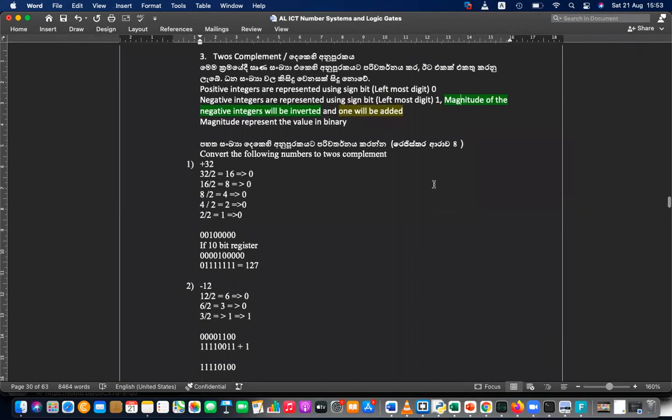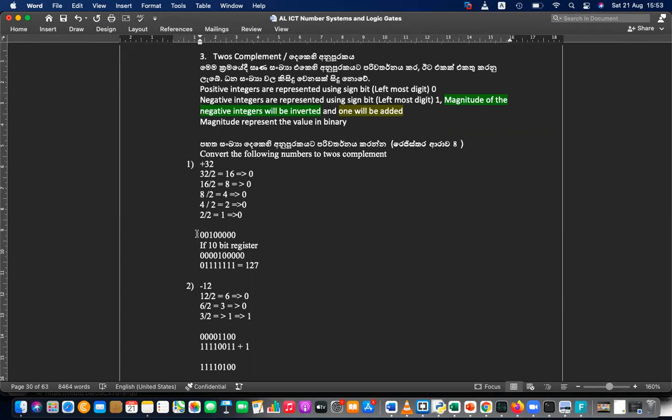So please write down the heading 2's complement, and also write down the way that you represent 2's complement positive, which is exactly similar to 1's complement and sign and magnitude. Negative, there's a difference. You have to invert and add 1. And this is showing how to represent a positive number, which is similar to the sign and magnitude and 1's complement methods, right?